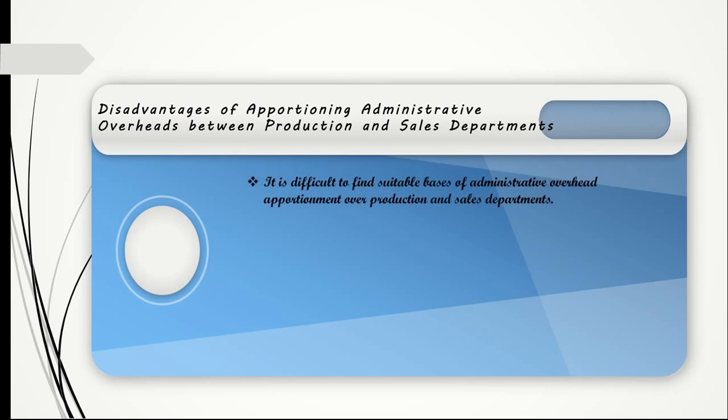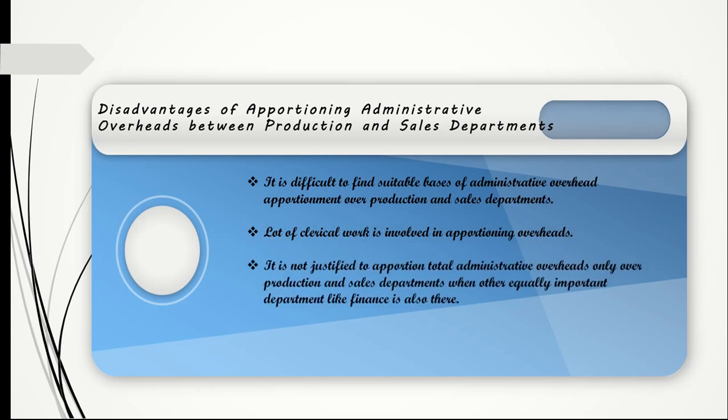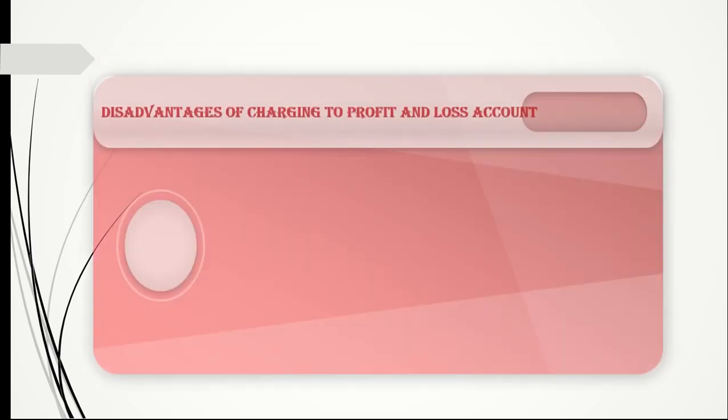Disadvantages of apportioning administrative overheads between production and sales departments. It is difficult to find suitable bases of administrative overhead apportionment over production and sales departments. A lot of clerical work is involved in apportioning overheads. It is not justified to apportion total administrative overheads only over production and sales departments when other equally important departments like finance are also there.